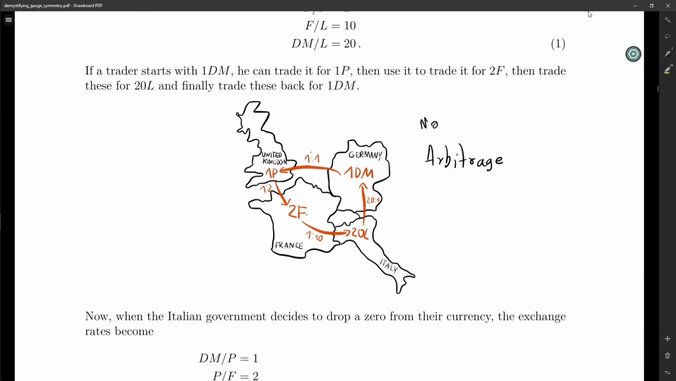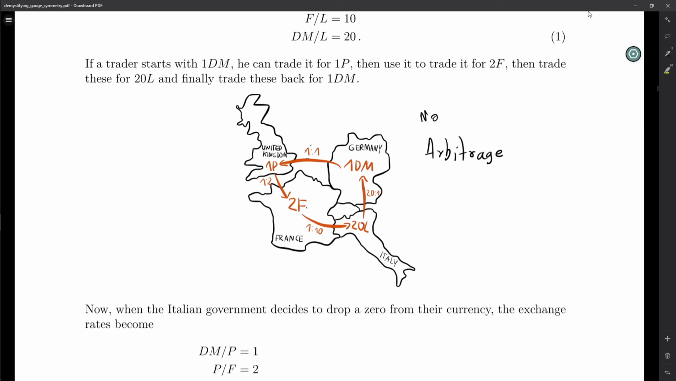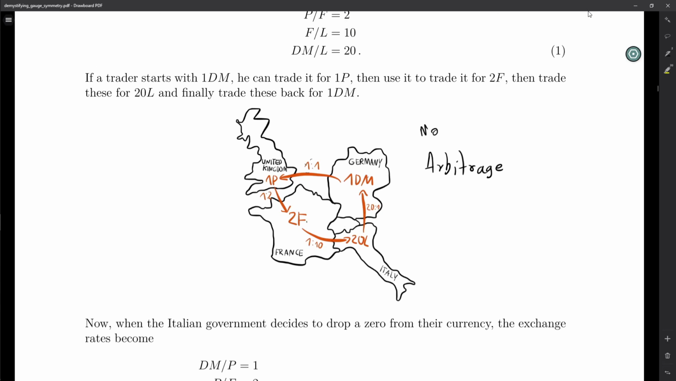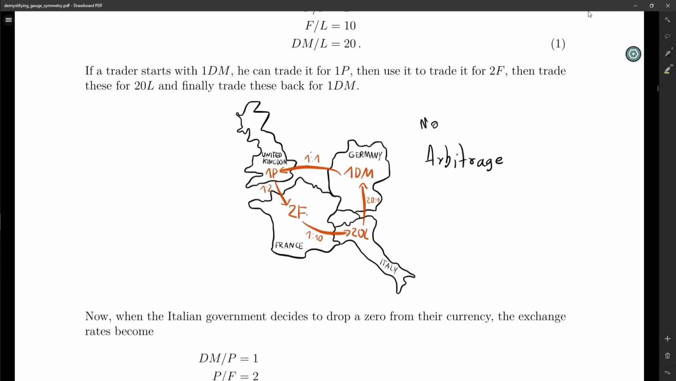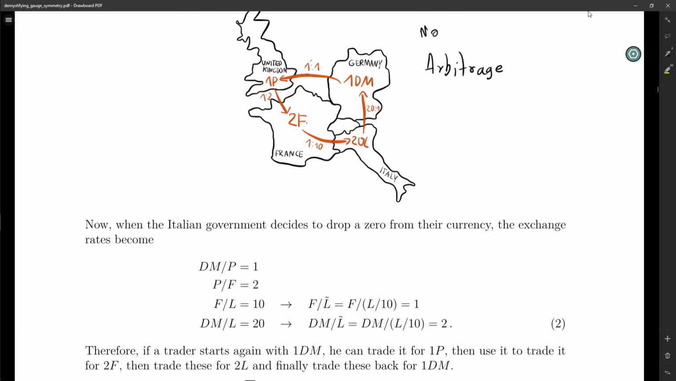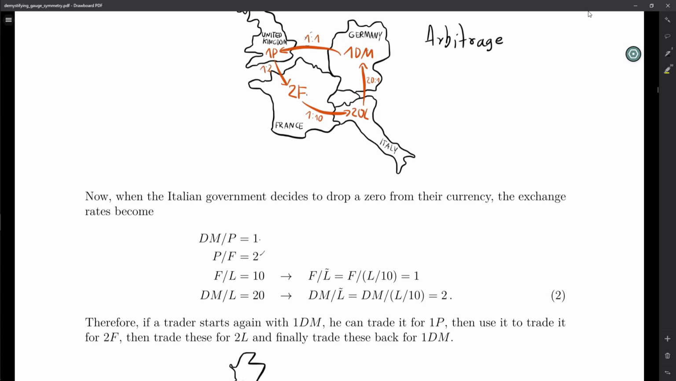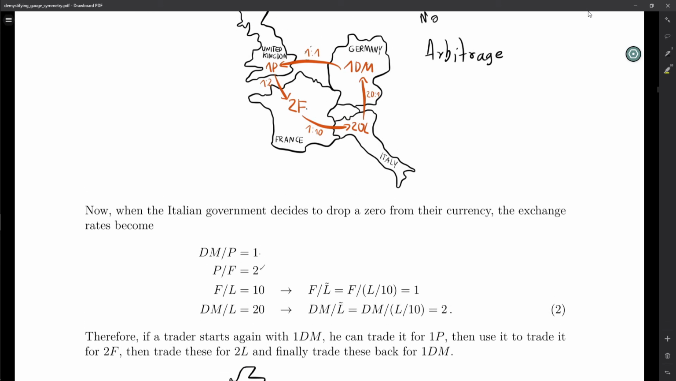So the question here is, what would happen if one of these countries, the example here being the Italian government, decides to drop a factor of 10 in its currency, based on the assumption that the exchange rates change accordingly, which is an assumption? Do you have an arbitrage opportunity, or do you lose money, or do you gain money? It's pretty simple. So this is just the ratios. You're basically transforming L to this weird L, and this is given by dropping a factor of 10.